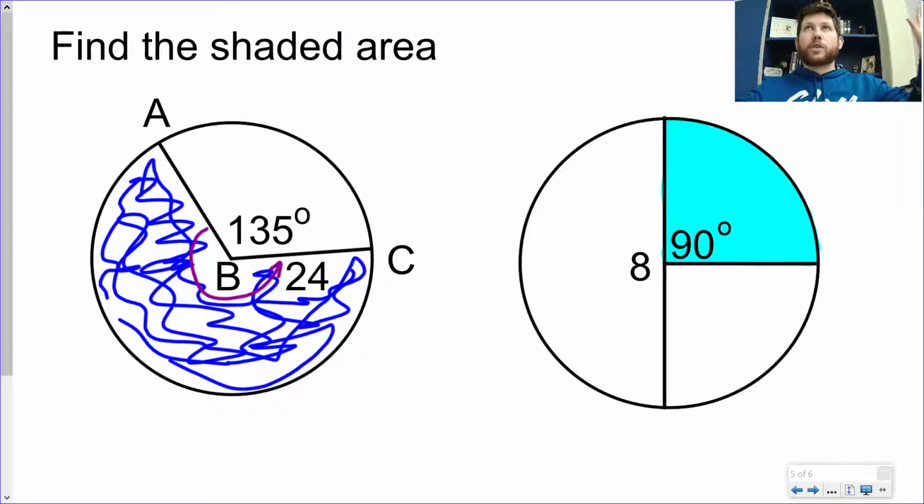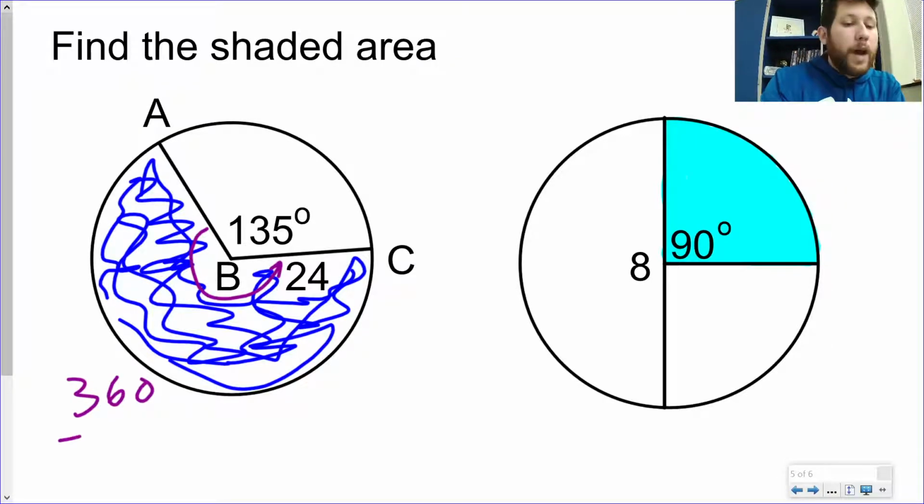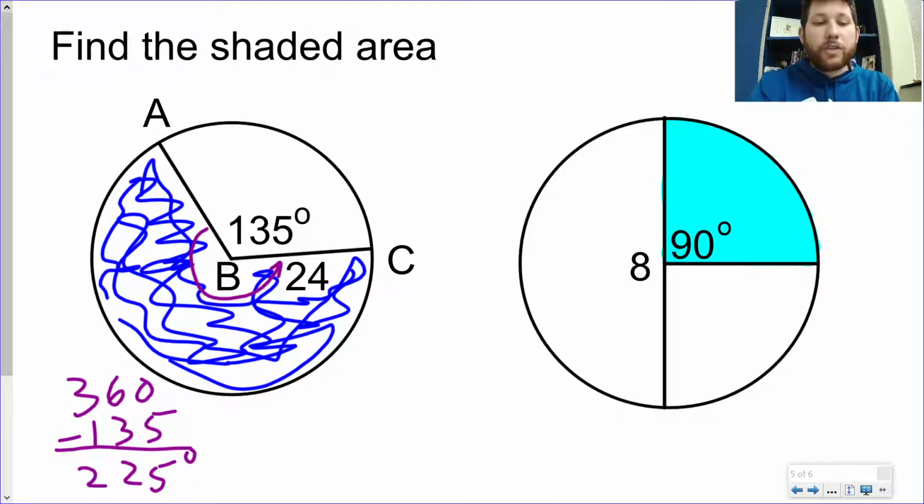So I know the whole circle is 360 degrees, so I'm doing 360 minus 135, and that should tell me how many degrees remain in that circle. So I end up with 225 degrees. So if I was to set up the sector area for this first circle, it would be 225 over 360 times pi times 24 squared.